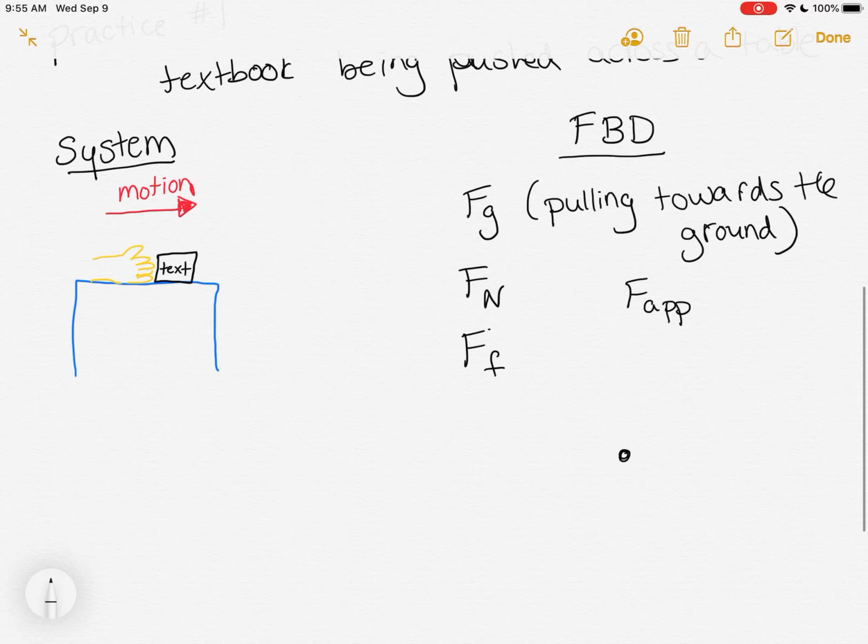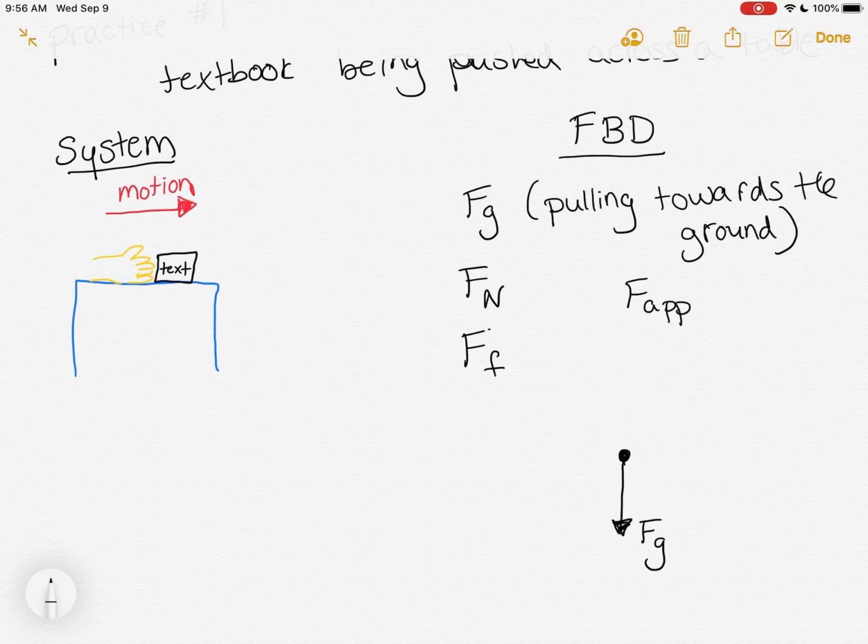So with a free body diagram, we're going to use a dot to represent our object. So in this free body diagram, that's representing the textbook. And then we're going to draw the forces, including their directions. So the first force we're going to draw is going to be our force of gravity.